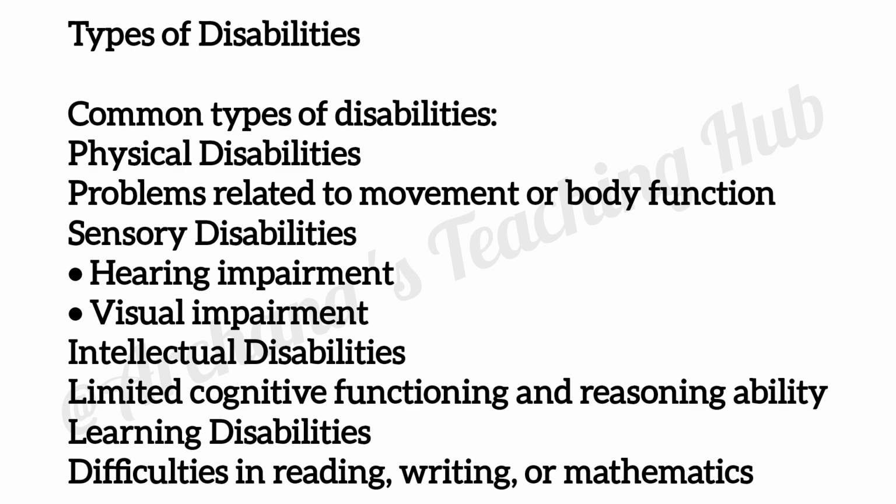Types of disabilities. Common types of disabilities: physical disabilities, problems related to movement or body function. Sensory disabilities, hearing impairment and visual impairment. Intellectual disabilities, limited cognitive functioning and reasoning abilities. Learning disabilities, difficulty in reading, writing, or mathematics.